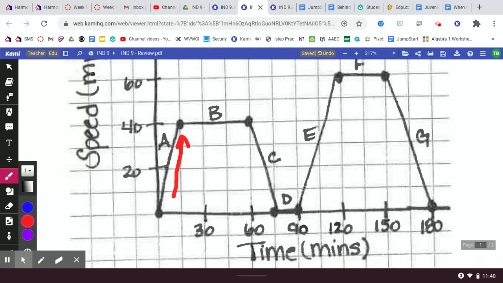All right, so this is 15. This is 45. This would be 75. What? 105?